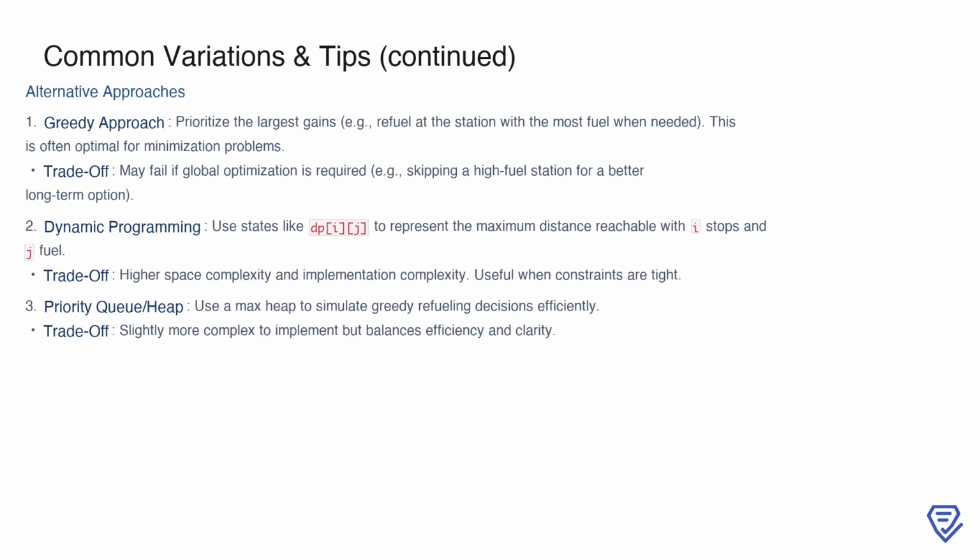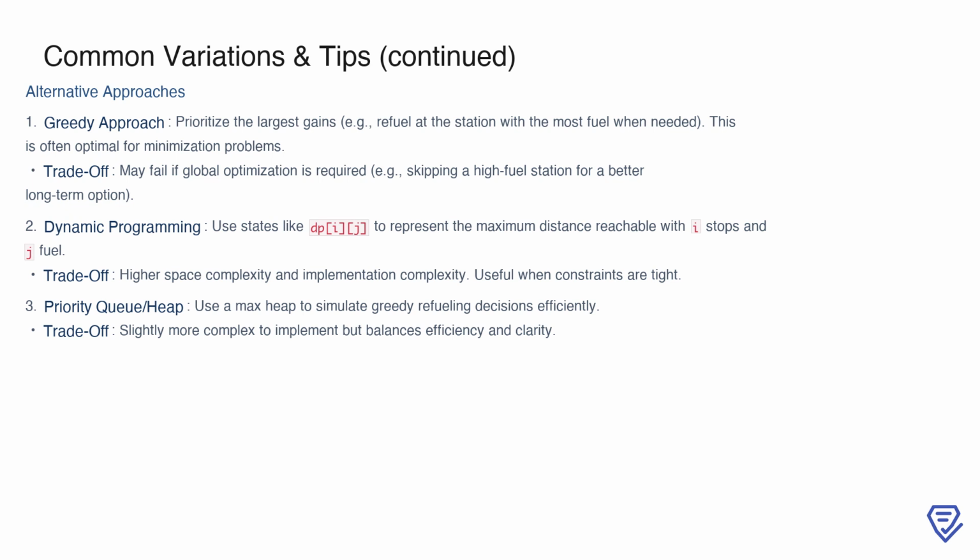There are also alternative approaches to solving this problem, each with its own strengths and trade-offs. The greedy approach is a popular choice because it focuses on prioritizing the largest gains. For example, refuel at the station offering the most fuel when you need it. This is often optimal for problems aimed at minimizing stops, but it does have limitations. Greedy methods can fail in scenarios requiring global optimization, where skipping a high fuel station might lead to better outcomes later. Another method is dynamic programming.